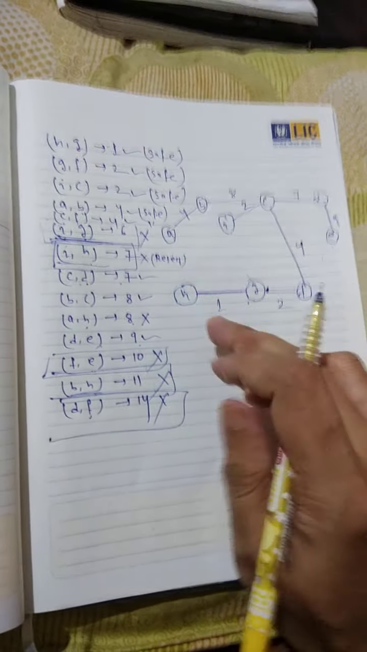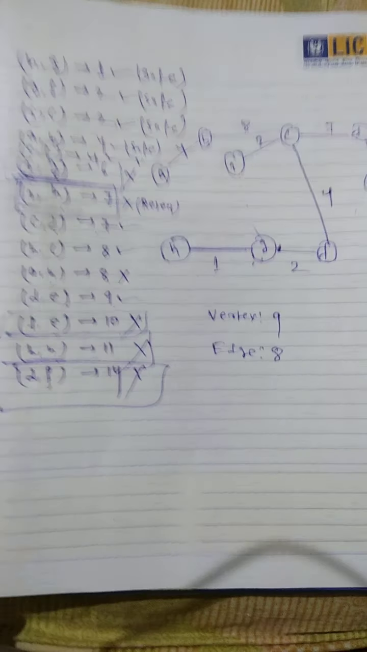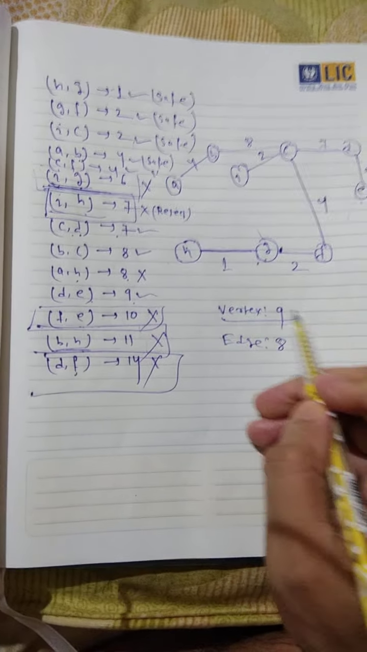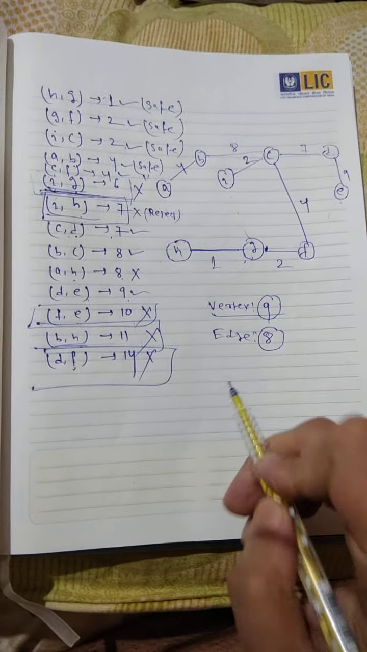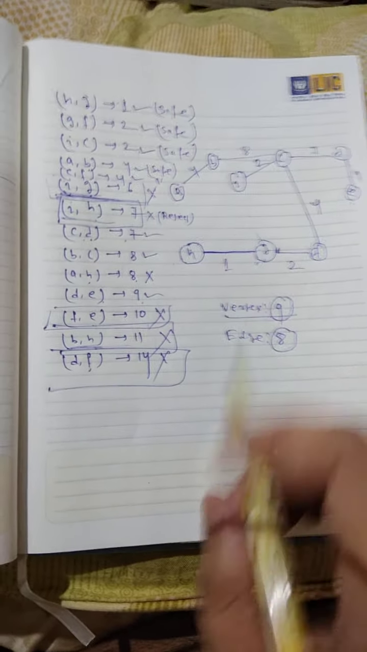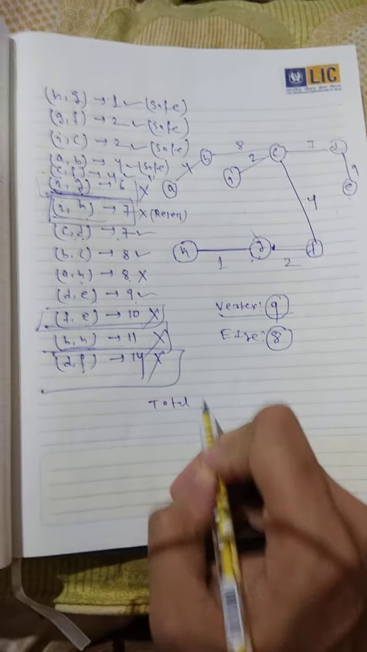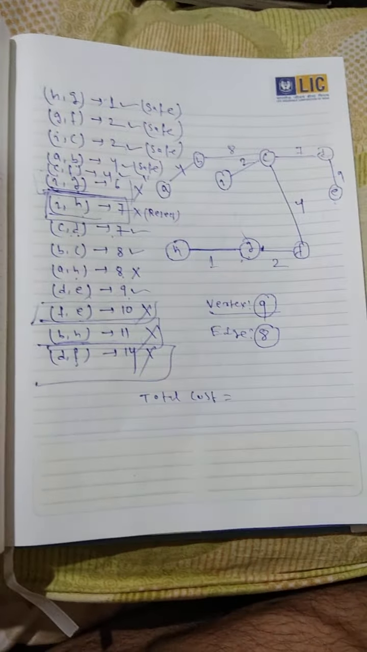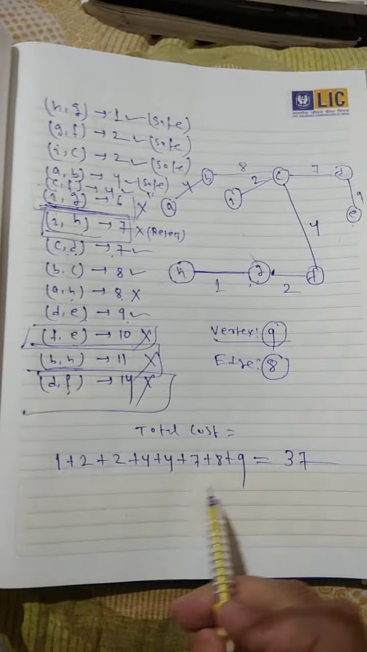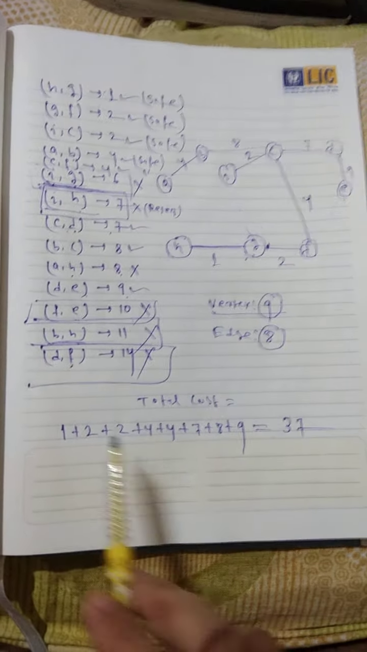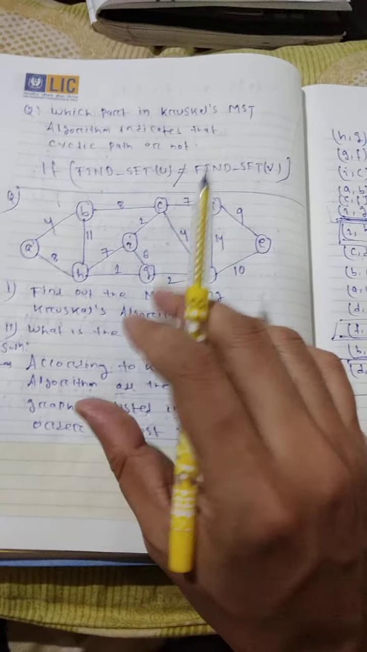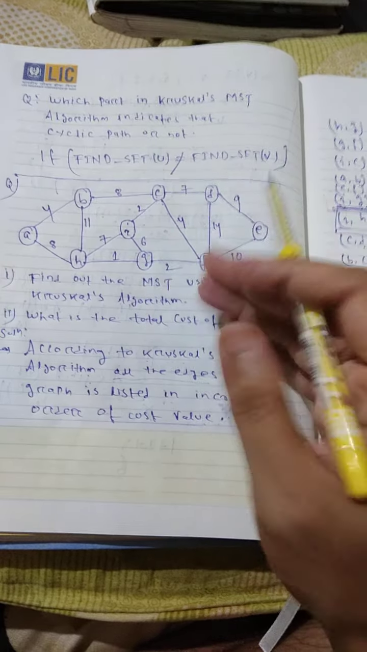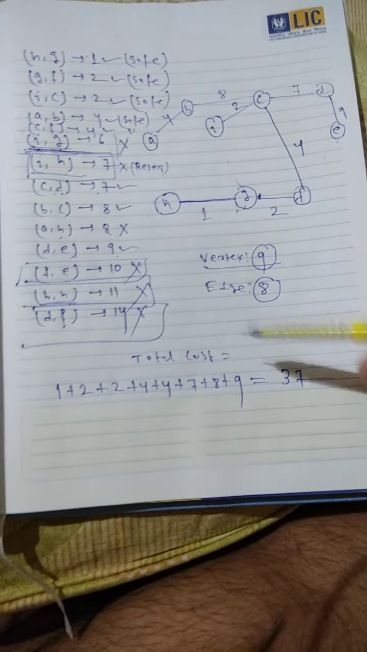Your spanning tree contains 9 vertices and 8 edges, that is, n vertices and n minus 1 edges. And how do we calculate the total cost? We simply add the costs. If you add all the costs, the minimum cost comes to 37. For this particular graph we can also generate a number of other spanning trees, but the minimum cost is 37.